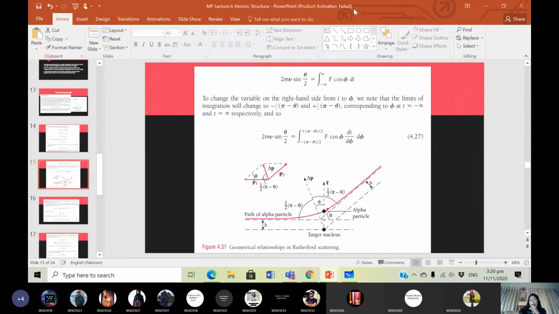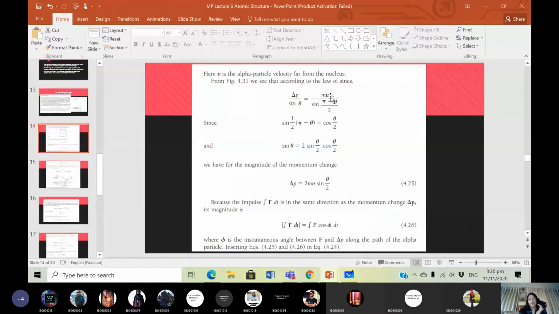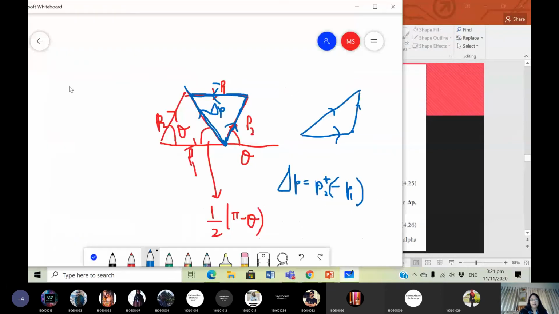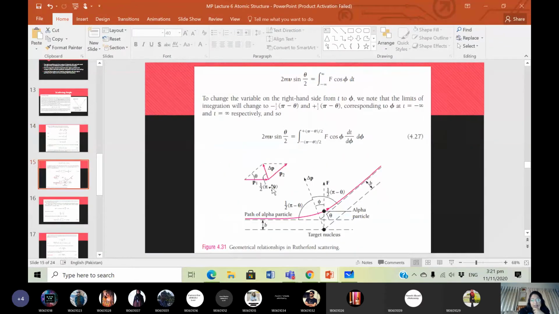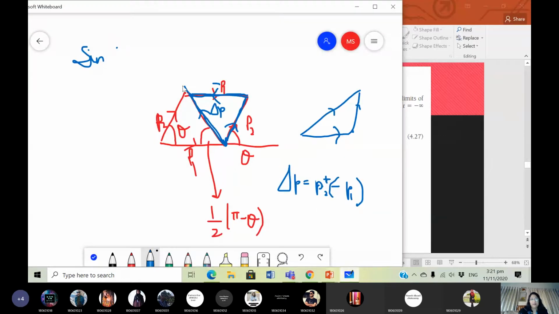Okay, so now we will use this diagram here and we will use the law of sines. Are you all familiar with the law of sines? Sine over sine, let me just look at this again. Delta P, which is the length of this side, divided by sine theta, this side divided by... You must be familiar with the law of sines.